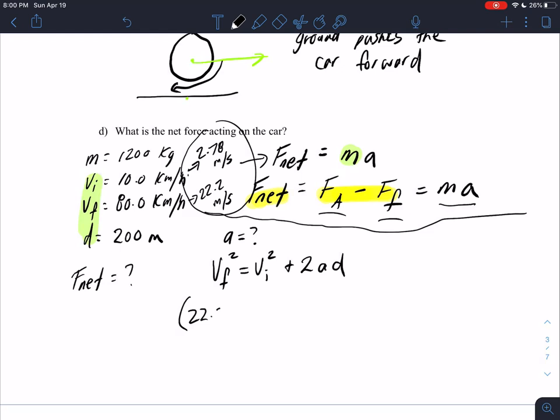So let's go ahead and plug in our values and solve for acceleration. So we have 22.2 meters per second, square that whole thing, is equal to 2.78 meters per second squared plus 2 times the acceleration, which is what I'm looking for, multiplied by my distance, which is 200. And we're going to go ahead and solve for our acceleration. So I did not do the calculation yet, so I'm going to do this real quick.